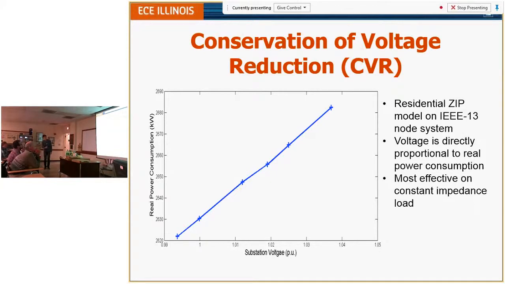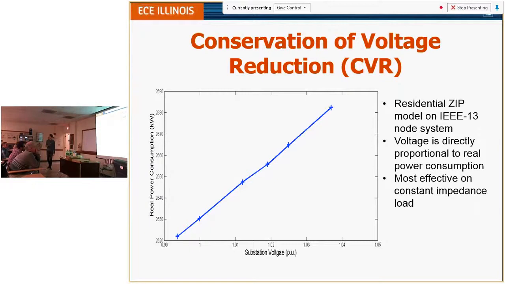So this one actually is a simulation I took going from 1.04 to 0.998. And you can see the power consumption is directly proportional to the voltage. Now, however, you might ask that this is the voltage and this is power.